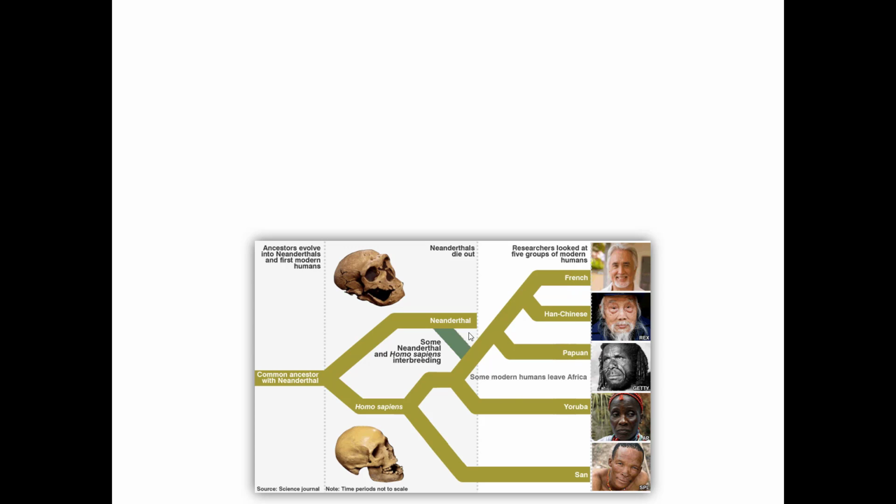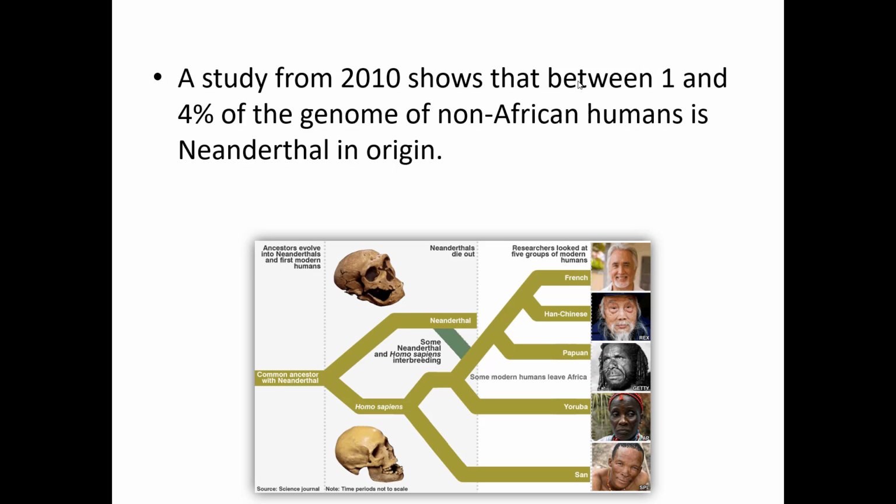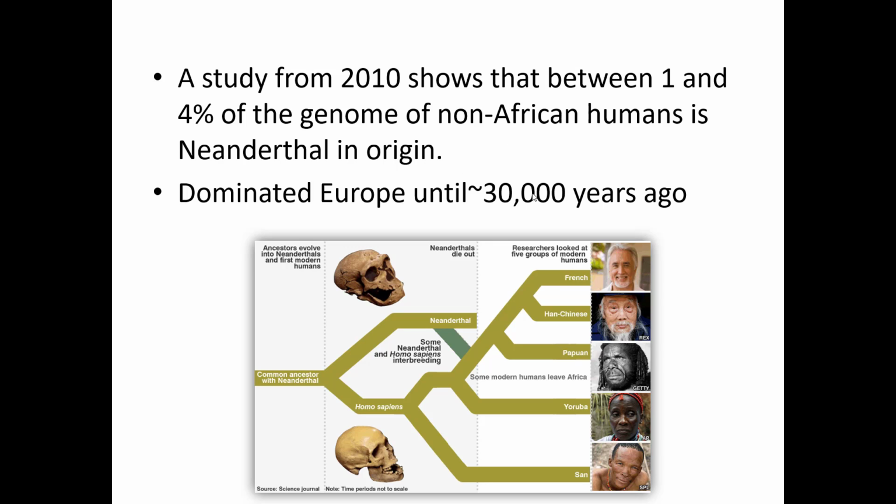But groups of individuals such as here we see Han Chinese, French, folks from Papua New Guinea, they have Neanderthal DNA in their system. In fact, a study from 2010 shows that between 1 and 4% of the genome of non-African humans is Neanderthal in origin. And Neanderthals went away around 30,000 years ago. But here we have a clear example of hybridization, and obviously it produced fertile, viable offspring, but we definitely consider Neanderthals and humans to be different species because they're very different in their bone structure and their societies and things.